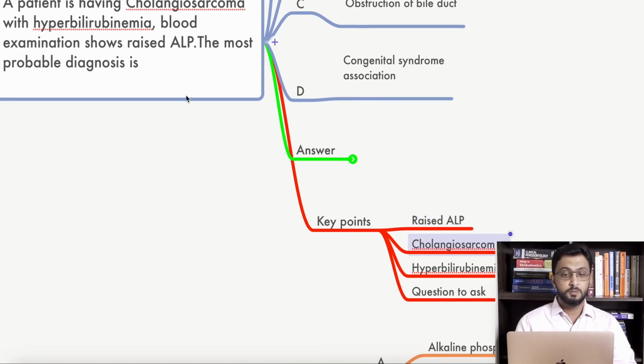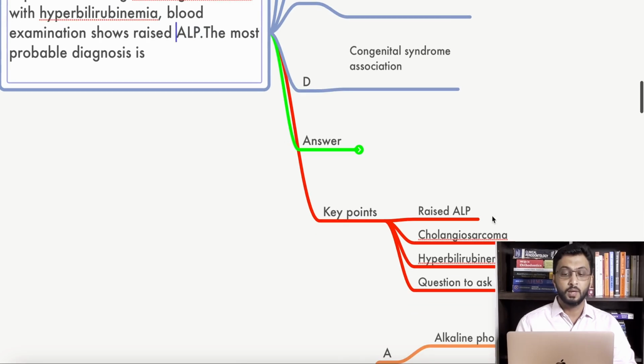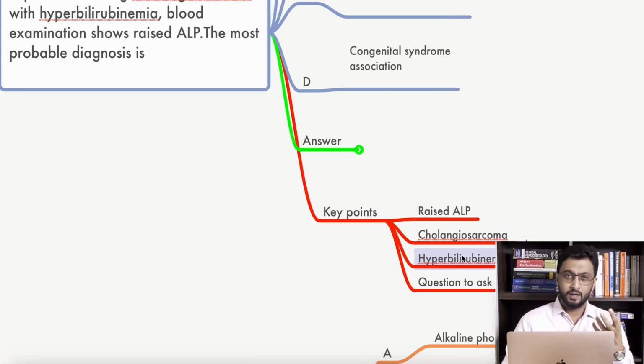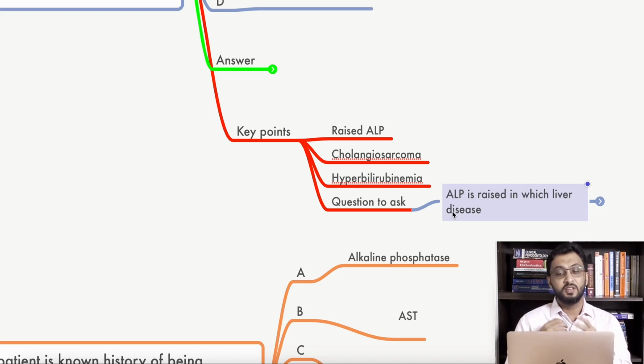That's the most important. I told you, raised ALP is the most important key point you should be knowing. Cholangiocarcinoma and hyperbilirubinemia are not very significant. Hyperbilirubinemia, understandable, basically results in some kind of jaundice here. If you don't find an answer right now, what is the question you have to ask yourself? ALP is raised in which liver disease? That's the simplest question here.